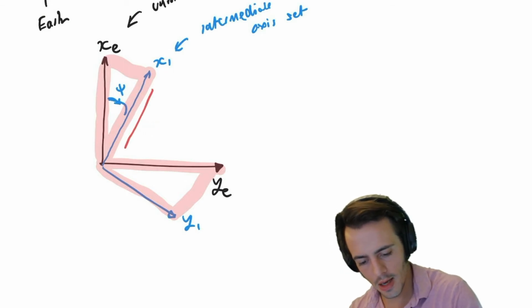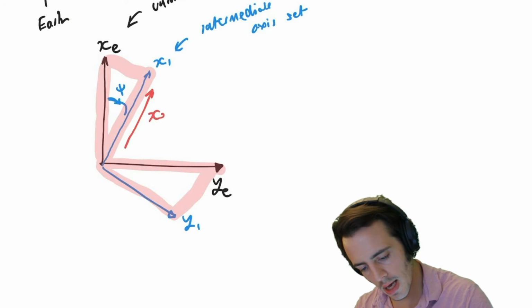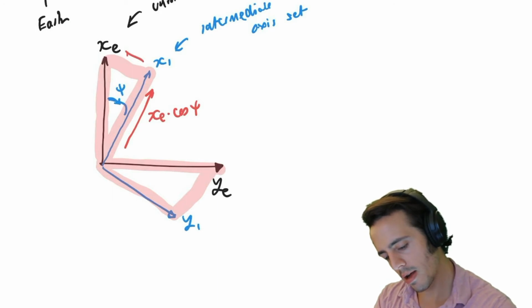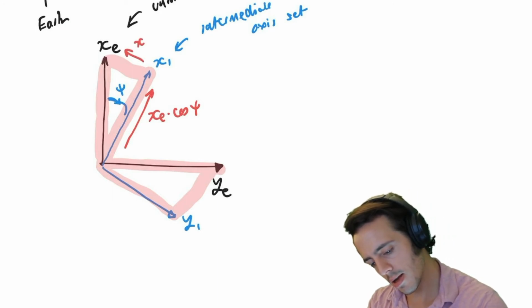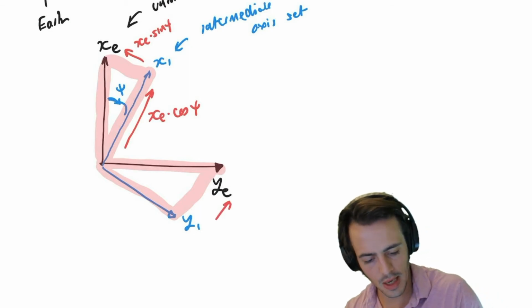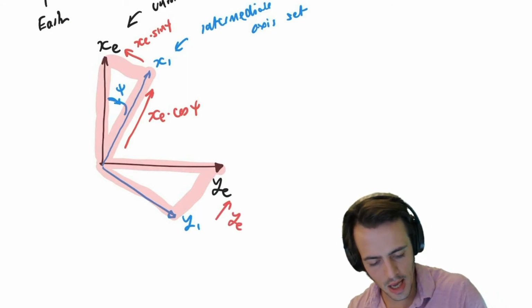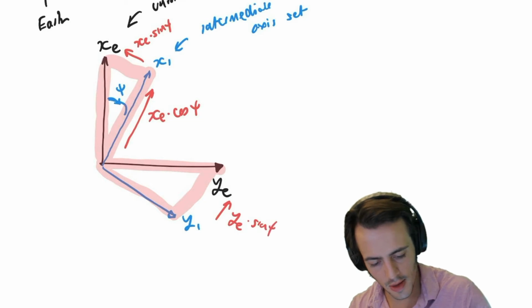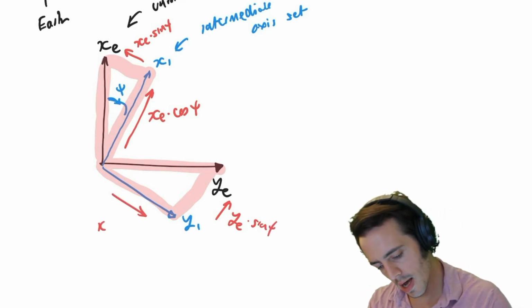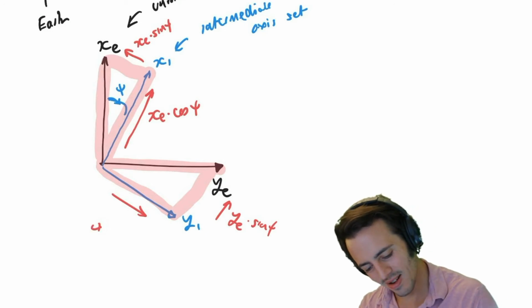So I say that component would be xe cosine psi, and then this component is in this direction, and this is xe sine psi. Similarly up here I've got ye sine psi, and I've then got ye cosine psi.